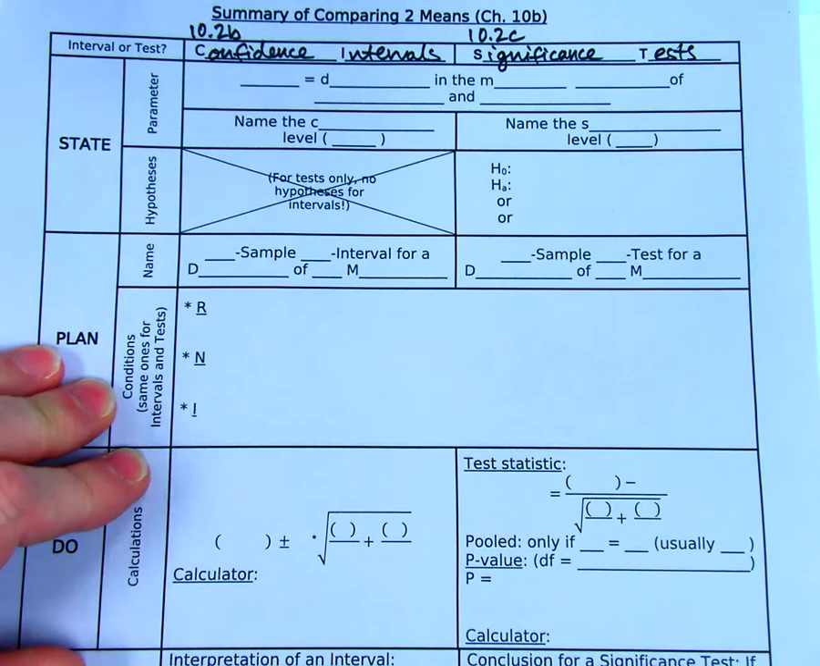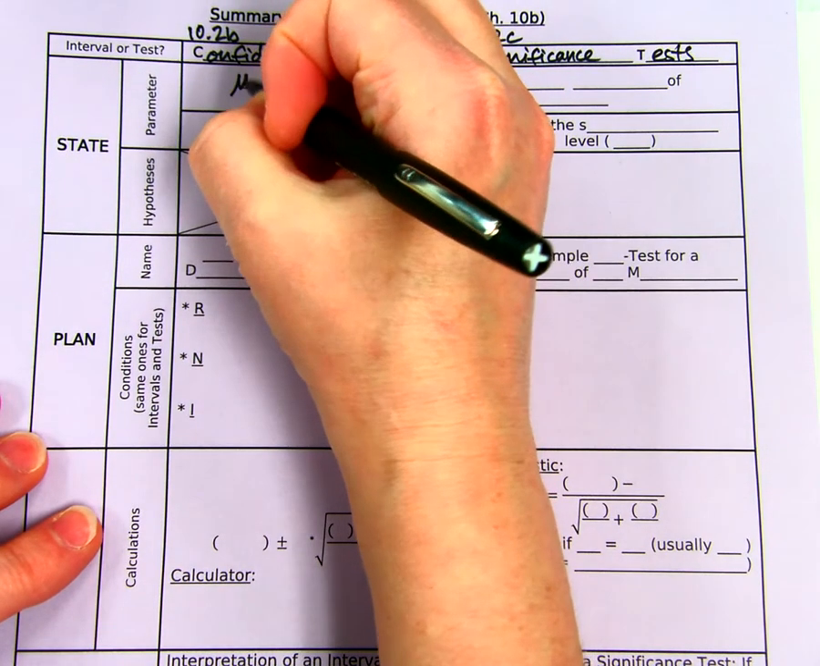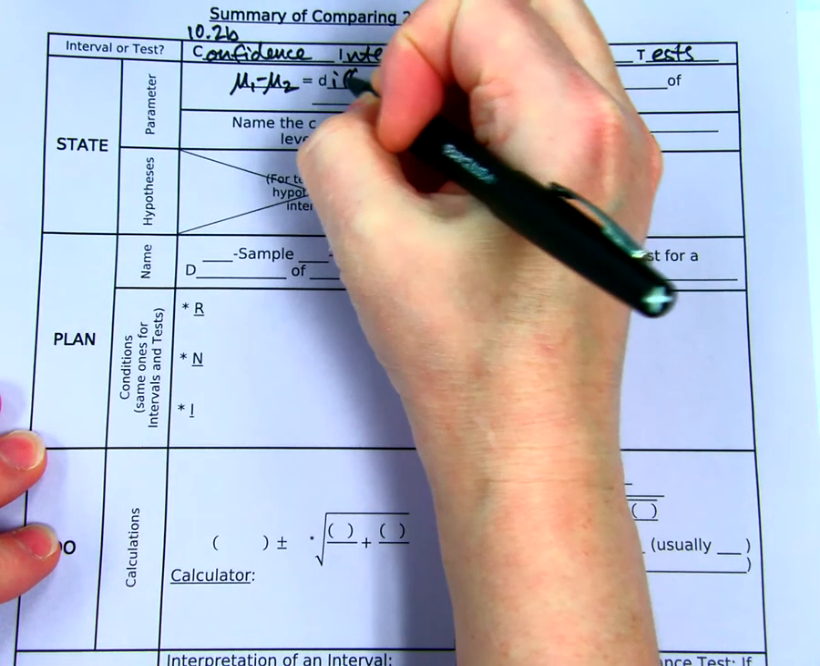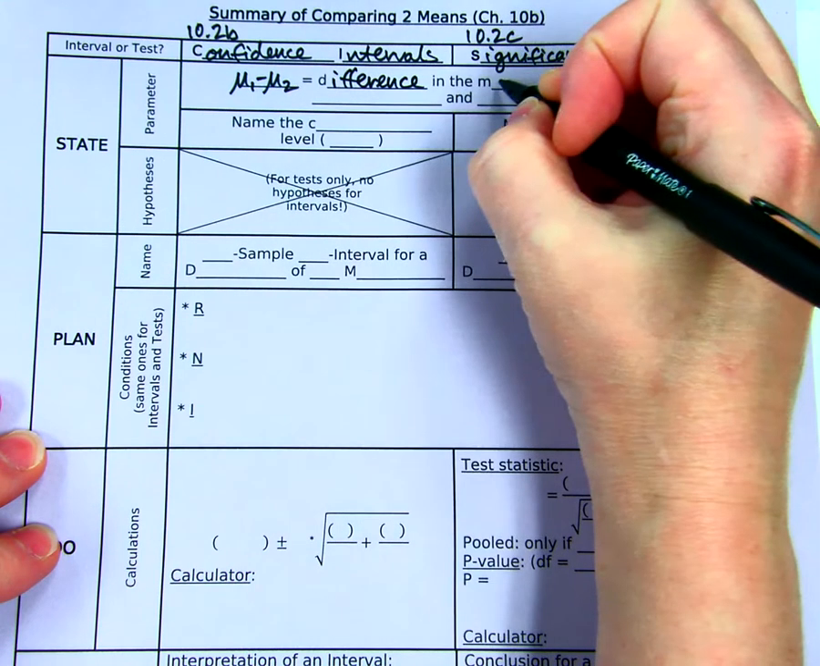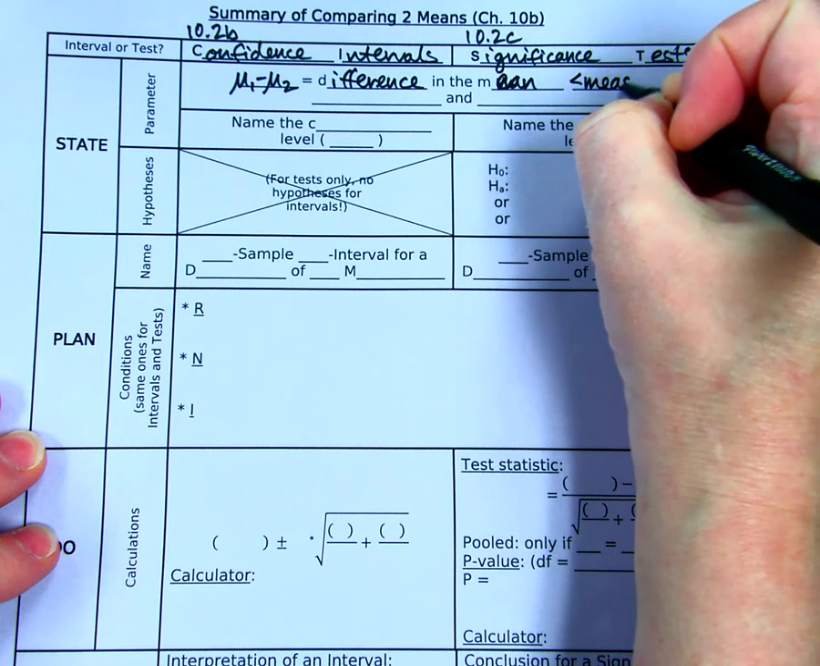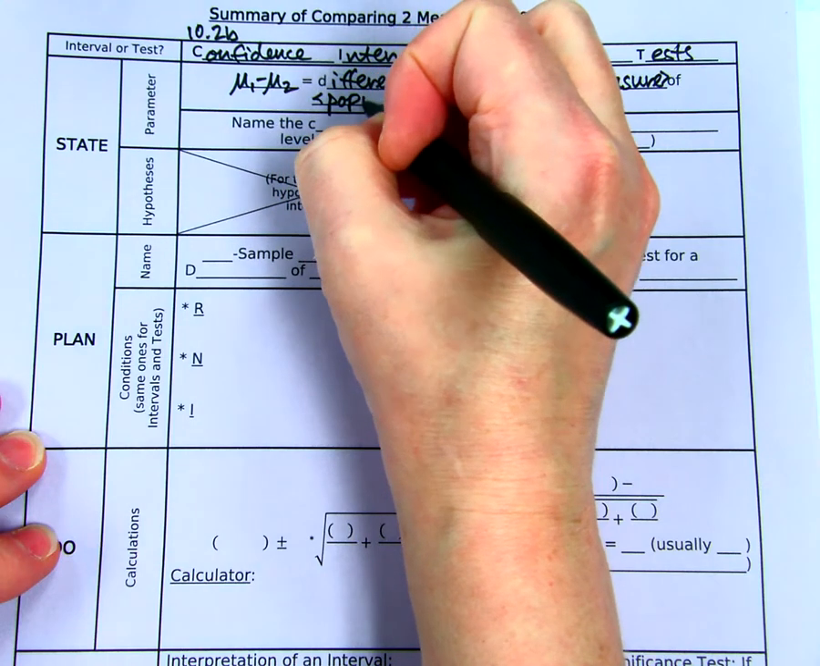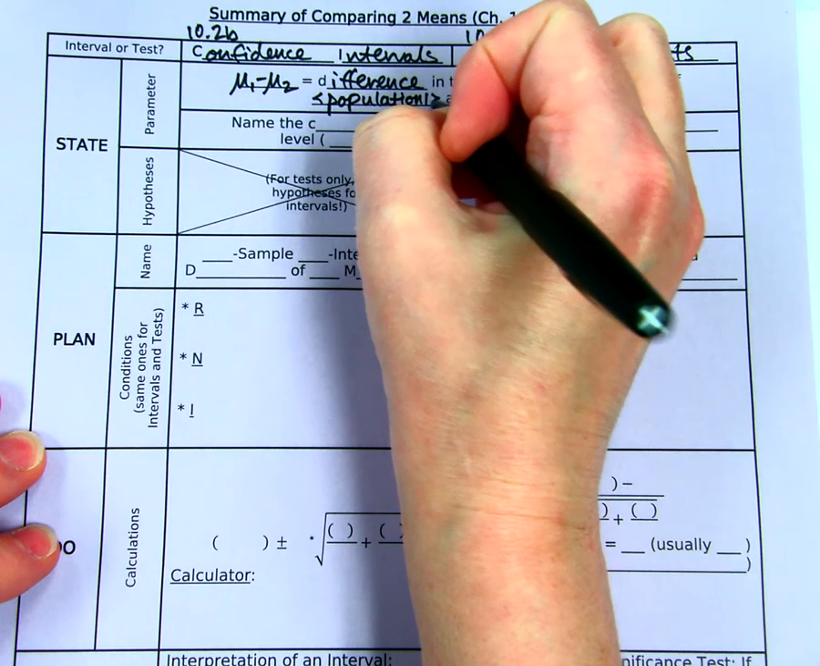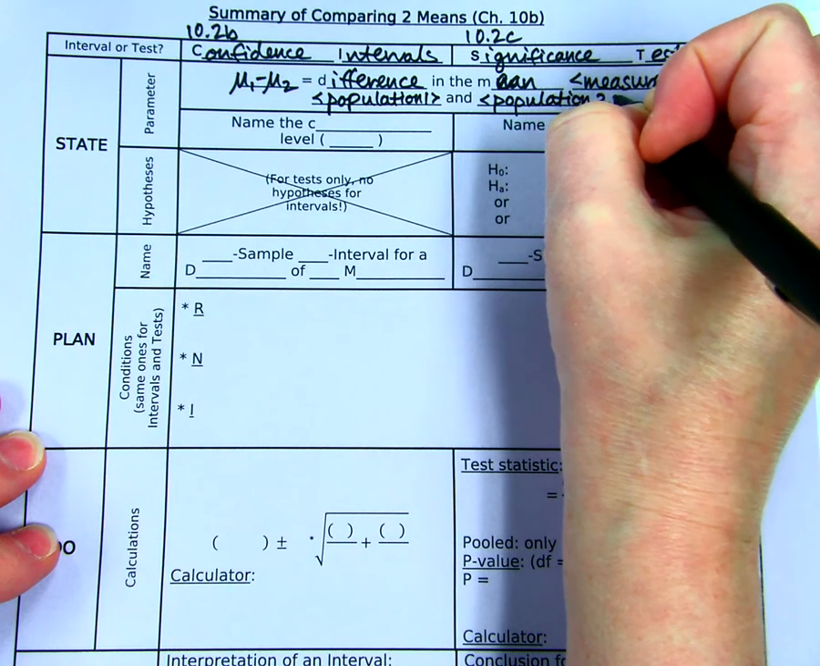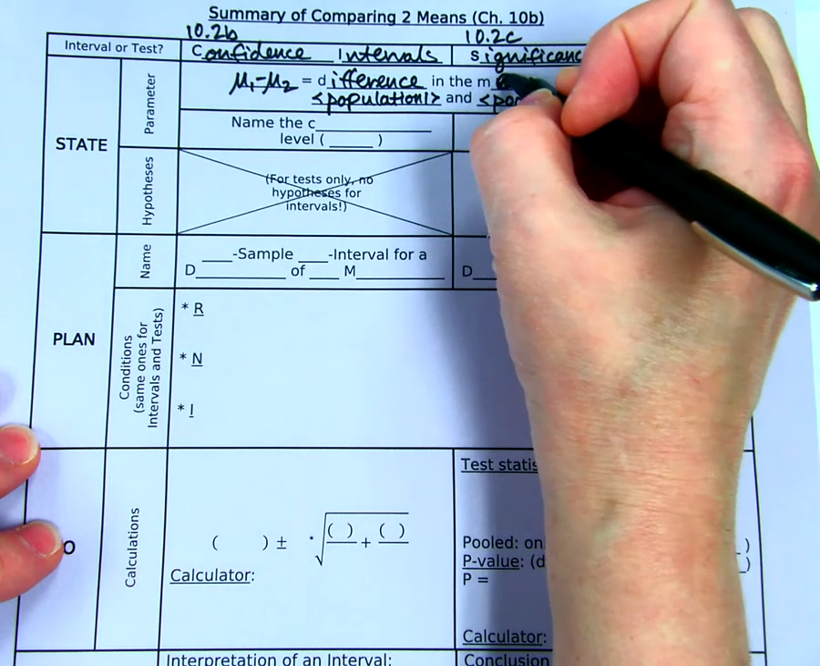So on both of these, you have to name the parameter, and reminder that in this chapter, our parameter is a difference. So mu1 minus mu2, not x bar because we want the population, is the difference in the mean, some kind of measurement that you made on your population. And you have two different populations, so you need to name them both. So when I say measurement, I mean like it might be the mean test score or the mean growth of a plant or whatever it is you're measuring about your population.